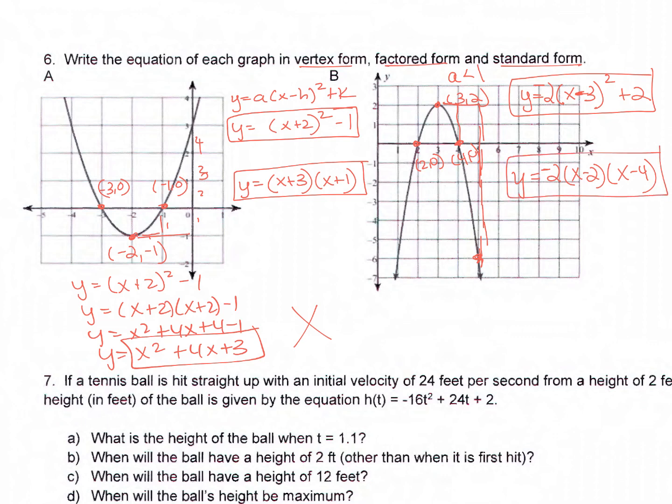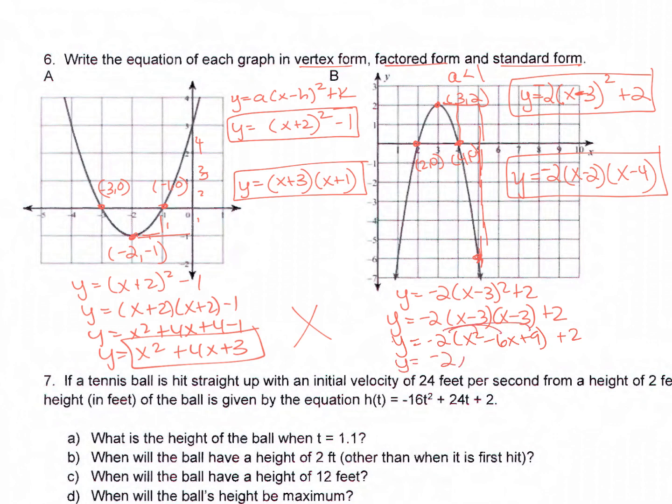Let's say you were forgetting how to do that. Great, go back to your vertex form. Let's go find standard form. y equals -2 (x minus 3) squared plus 2. So I would have (x minus 3) and (x minus 3), and I have to do my foil. So we got y equals -2 (x squared minus 6x plus 9) plus 2. I'm going to distribute that -2 before I add. So y equals -2x squared plus 12x minus 18 plus 2. So it looks like my standard form is -2x squared plus 12x minus 16.